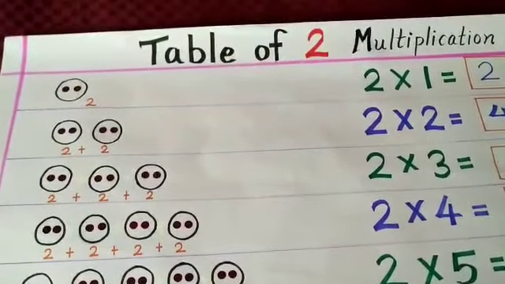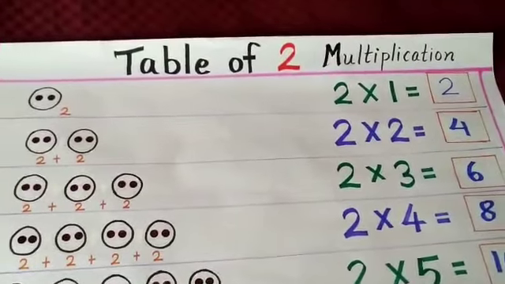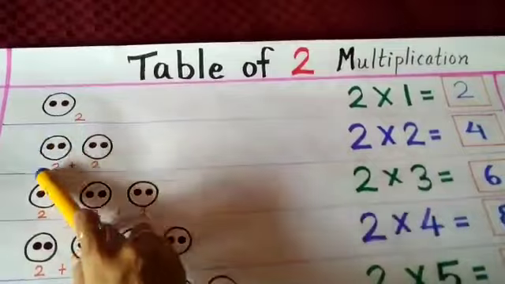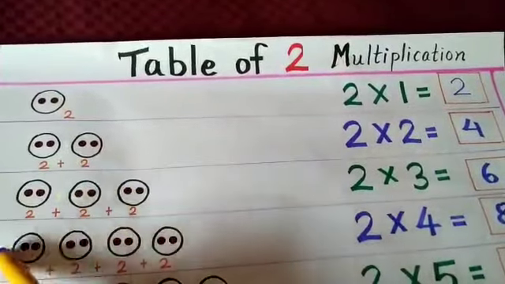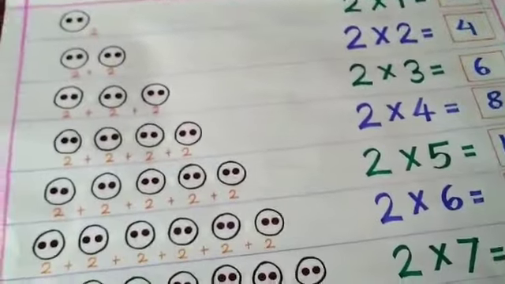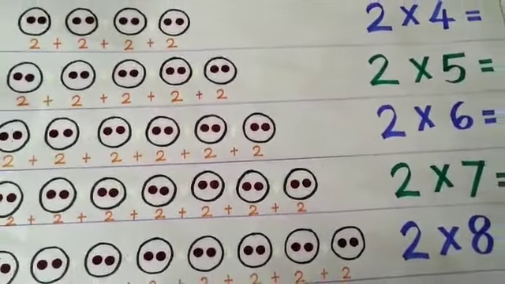How will you make the table of 2? This is your homework. You are going to make it using dal. At home you must be having tur dal or moong dal, or you can even use bindis. And you have to make this table of 2 and write it. Isn't it a fantastic homework? Yes, you will love to do this activity.